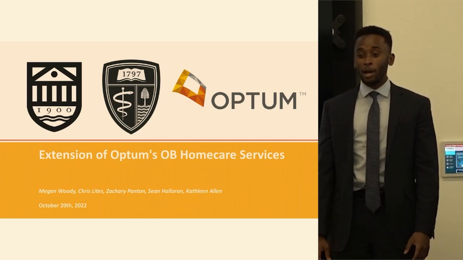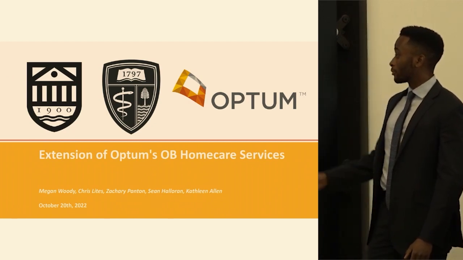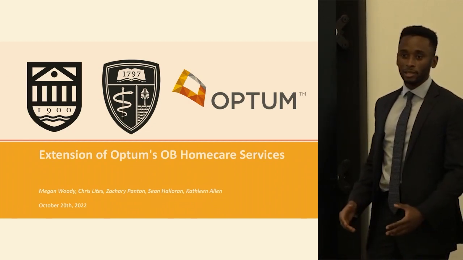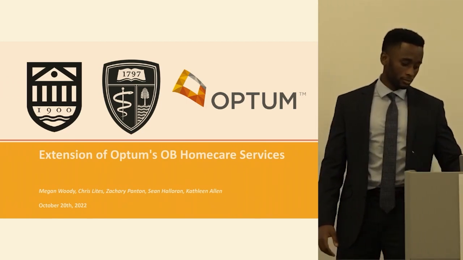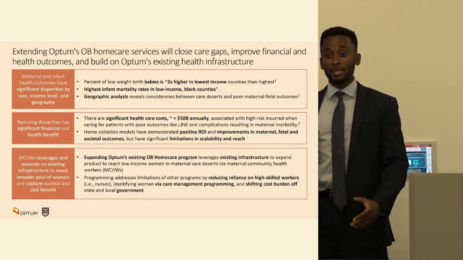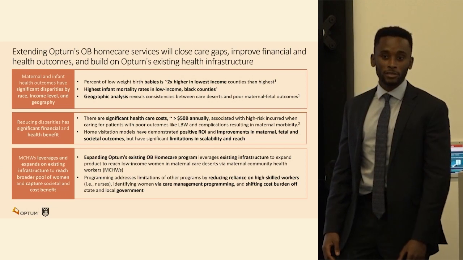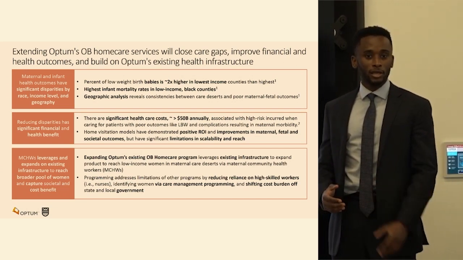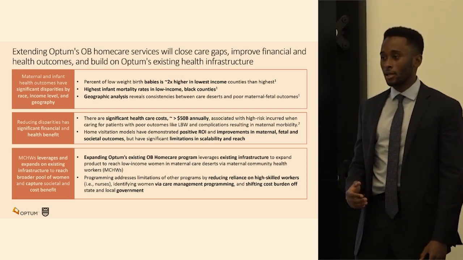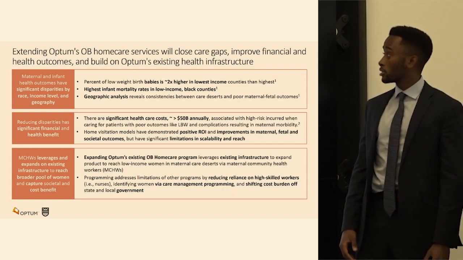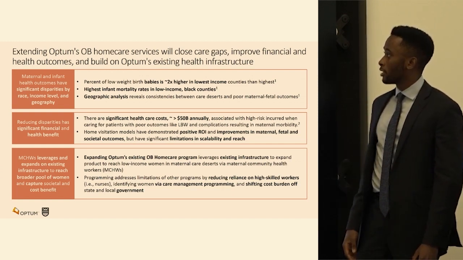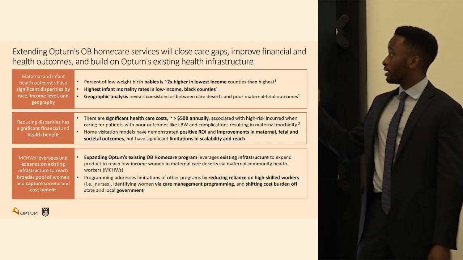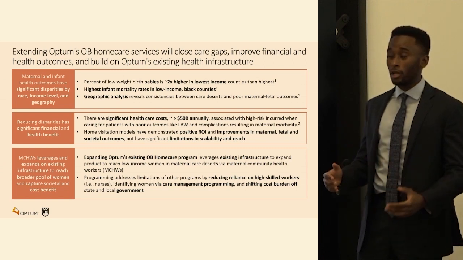Today, we're going to outline our solution, which is the extension of Optum's OB home care services to select patient populations. We propose the extension of Optum's OB home care services from only high-risk pregnancies to also include low-risk pregnancies that are stratified by socioeconomic status to improve overall outcomes, building on an existing infrastructure that already exists within Optum.